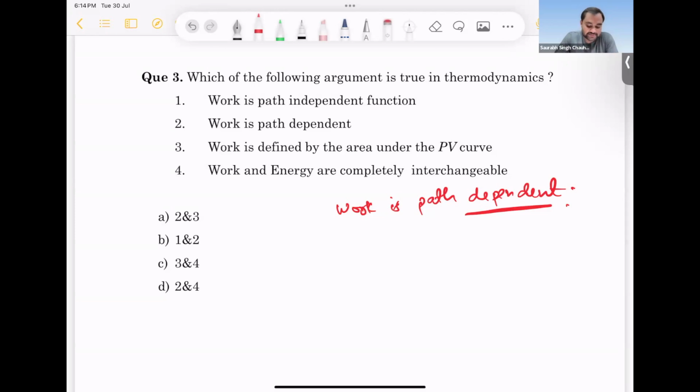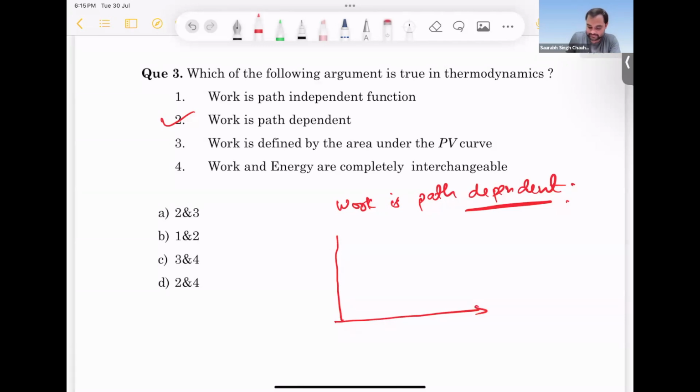There are some functions which are not path dependent. They are just point functions. Those functions we call properties. But work is a path dependent function. So the second argument is correct. Third one is that work is defined by area under the PV curve. This is also correct.